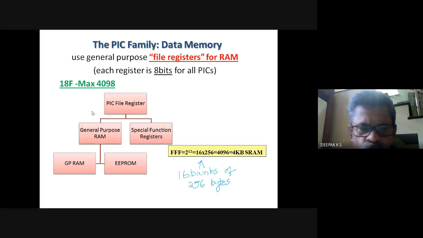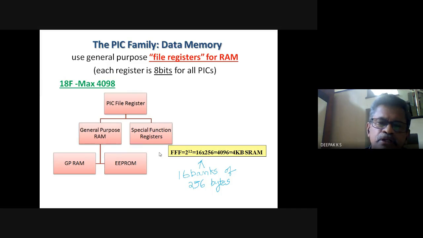Again, this whole file register we divide into two: one is general purpose RAM and the other is special function register. So the whole RAM, which is referred to as the file register, and in instructions as F instead of W, is divided into general purpose RAM, GPR, and special function register, SFR.